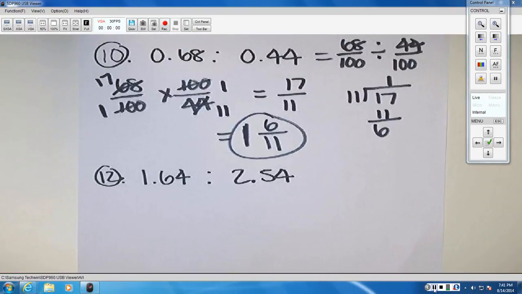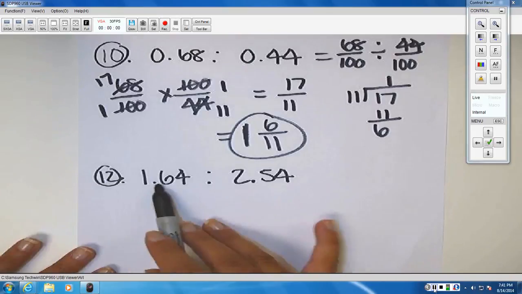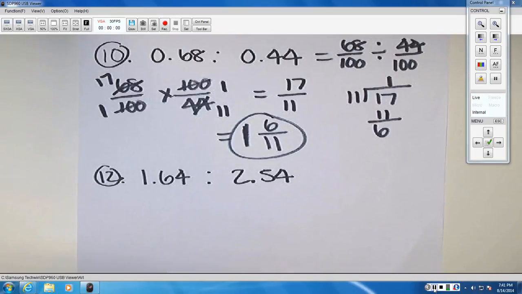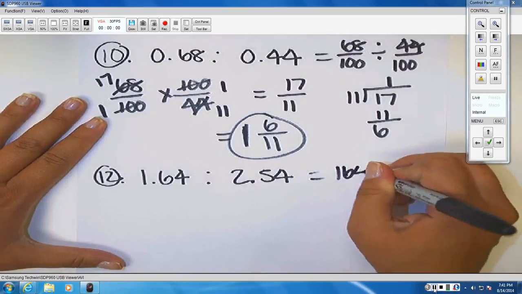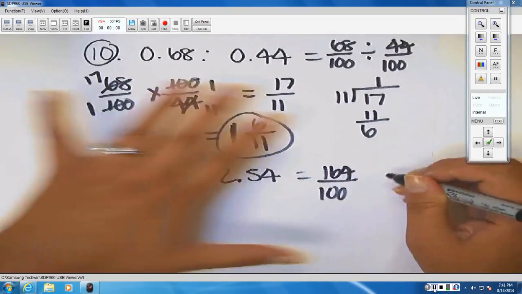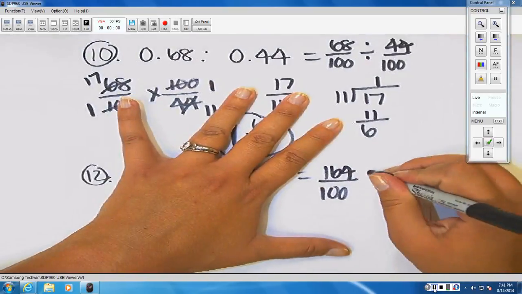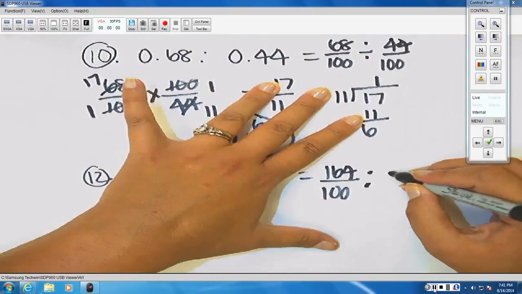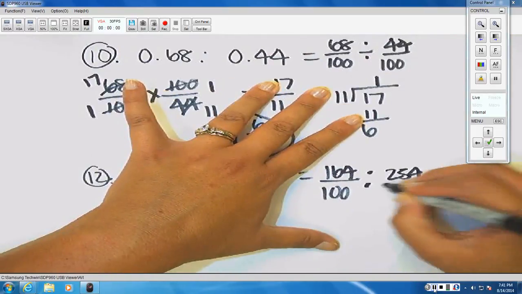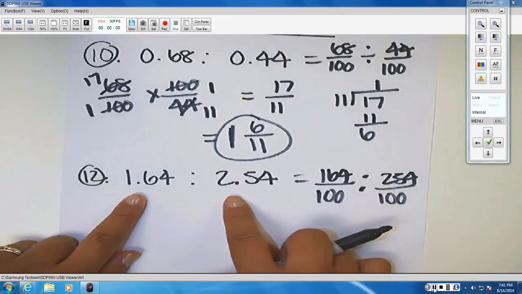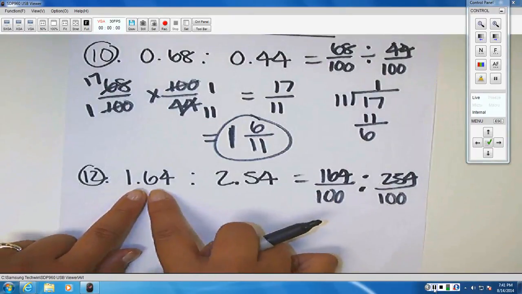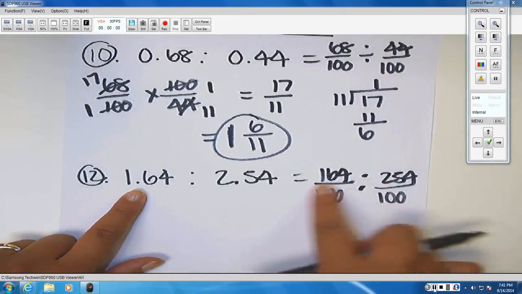1.64 is to 2.54. So again, we're just going to take these numbers. Both of these are in the 100th decimal place. So it's essentially going to be 164 over 100 is to 254 over 100. So when we take that decimal, we're just going to turn it into a fraction. So this is what we're left with.